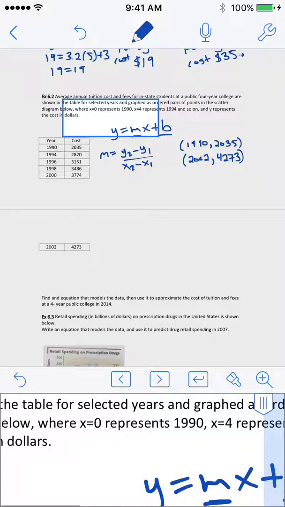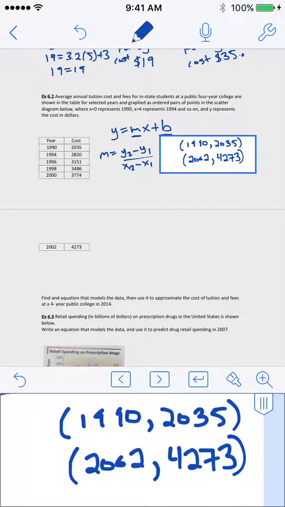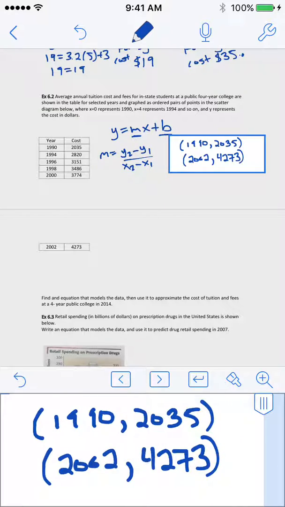Now in the problem itself, if you're looking on the graph, you'll notice that x is 0 at 1990 and x is 4 at 1994. So what they're doing is counting the years since 1990. So 2002 would be how many years from 1990? That would be 12 years. So in 2002, x would be 12. Here, for the algebraic version, I'm just going to use these. It shouldn't matter. Either way, you'll get the same answer. So let's plug these in.